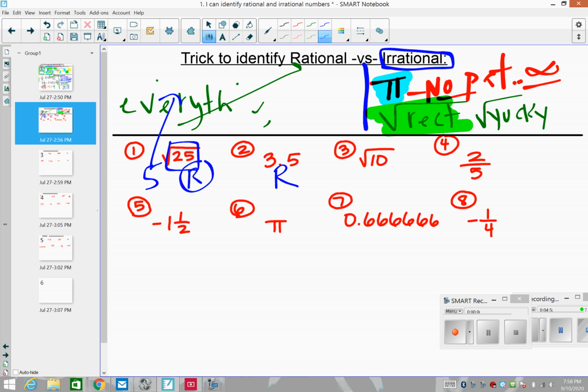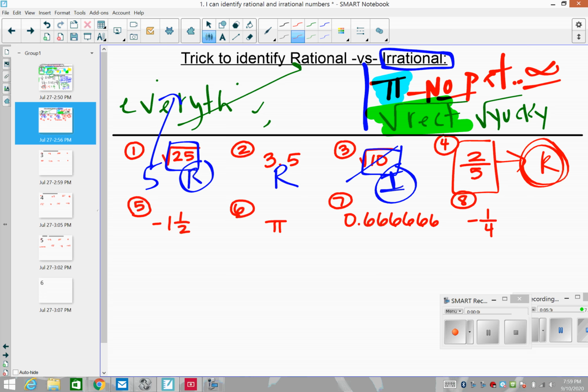Number 3, is it pi? No. Is it a square root of a rectangle? Is this a rectangle? Uh-huh. It's a 1 by 10 or a 2 by 5 rectangle. Definitely not a square. So irrational. That would be an irrational number. Number 4. Is it pi? No. Is it a square root of a rectangle? No. It's not even a square root. In fact, check it out. It's actually a fraction. And by definition, all fractions are considered to be rational.